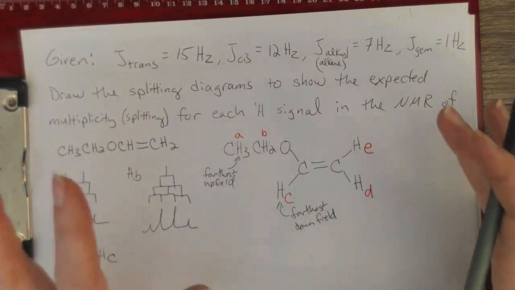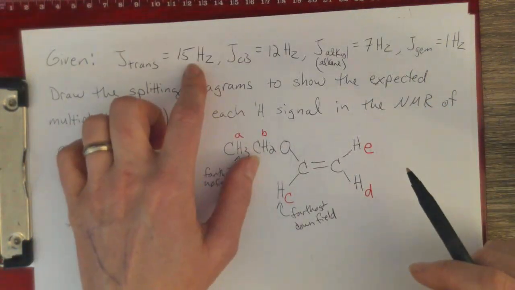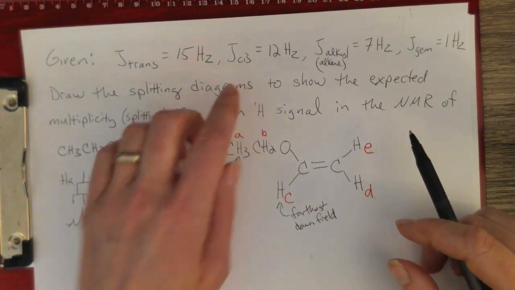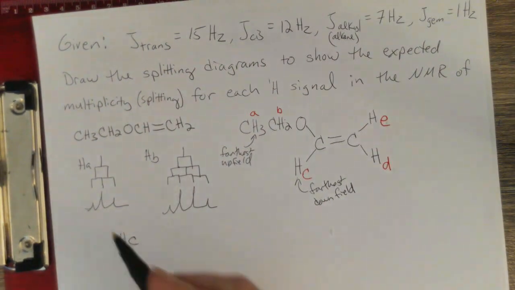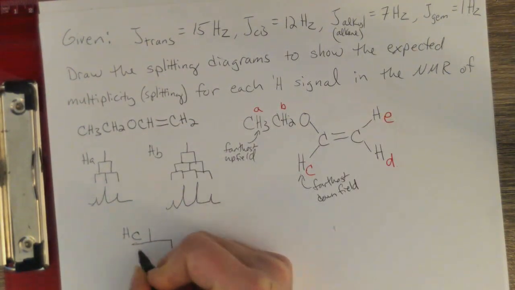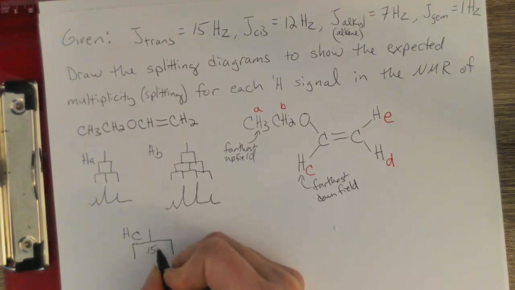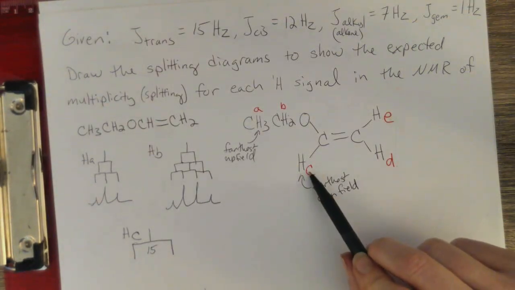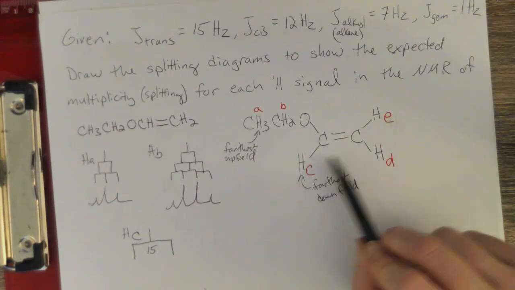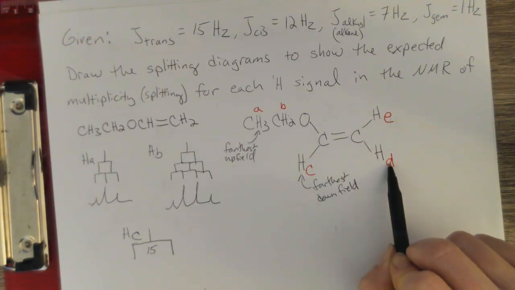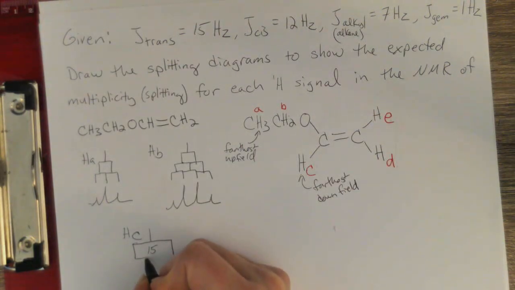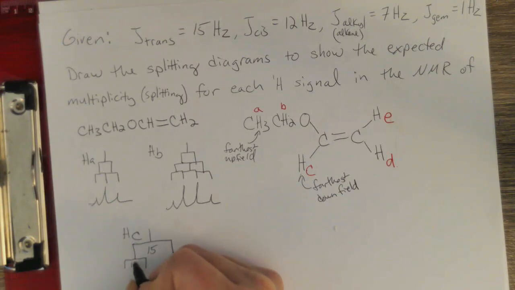In order to simplify your life, start with the bigger coupling constant always and work your way down to the smaller ones. So I'm gonna start with my 15 hertz split. I'm gonna make it bigger than that 7 hertz. Right? This is our 15 hertz split. So this is HC being split by HE. And now I have to have the split for the HD. So that's the 12 hertz. So that does not overlap here.